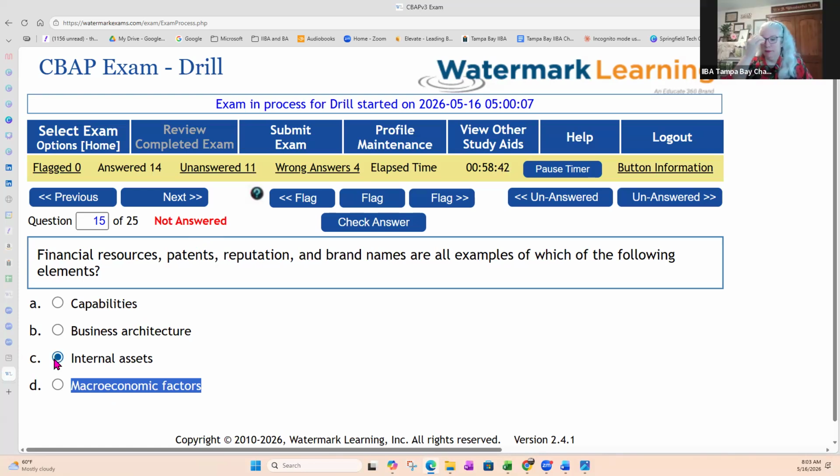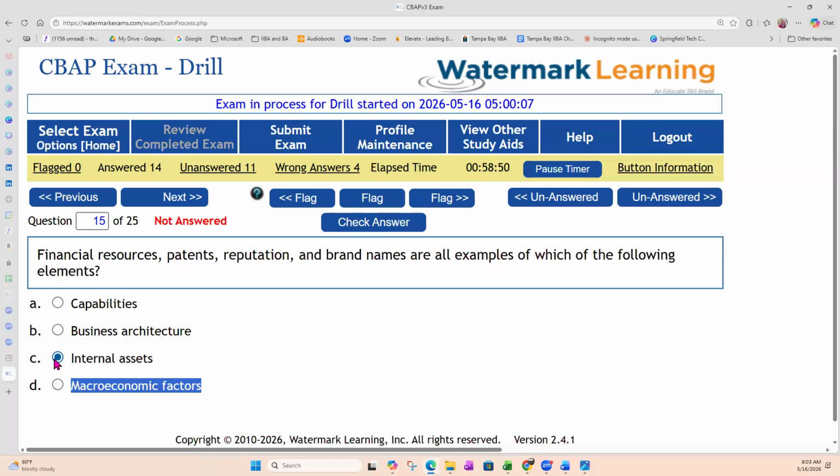Amarachi, do you agree? Gabrielle, do you like C best? Reputation seems to me to be something external.